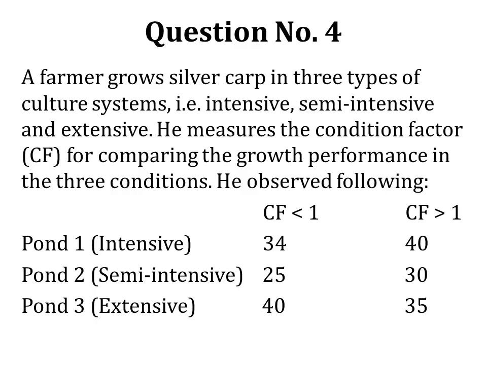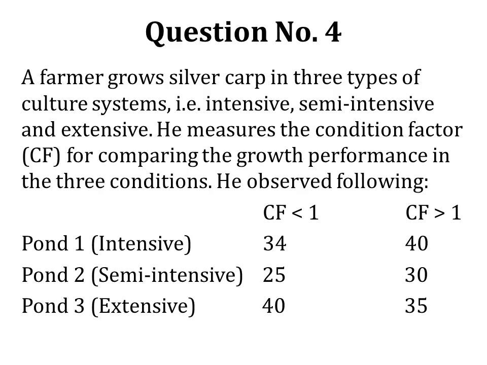Now we have question number 4, and this question is about the same example that we were discussing in the previous question: a farmer grows silver carp in 3 types of culture systems, that is intensive, pond 1, semi-intensive, pond 2, and extensive, pond number 3. And he measures the condition factor for comparing the growth performance in the 3 conditions.